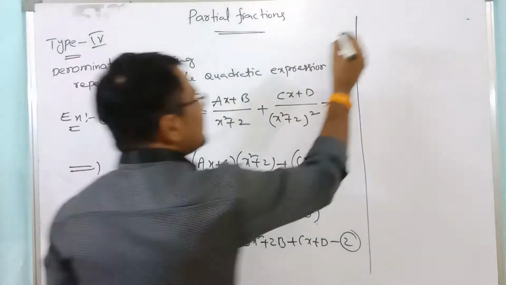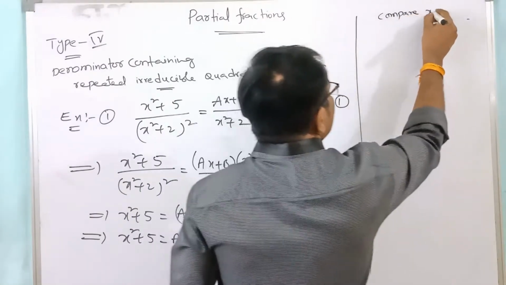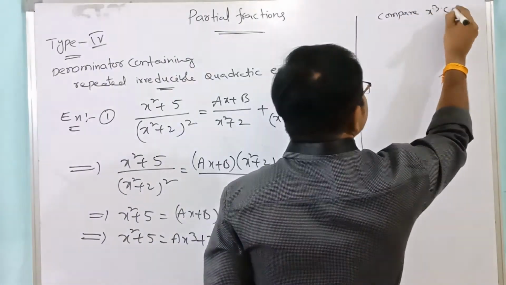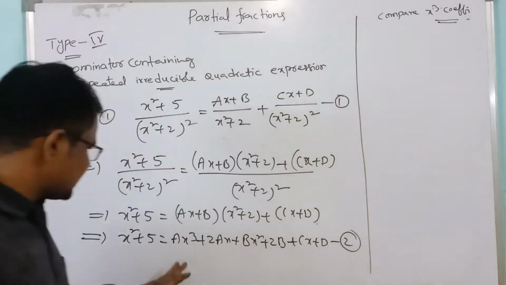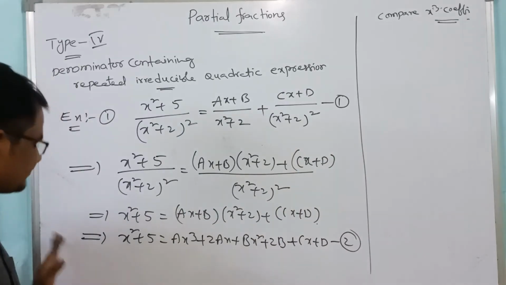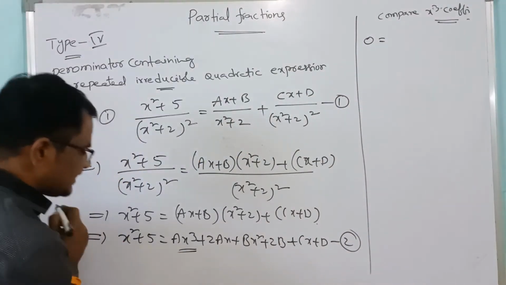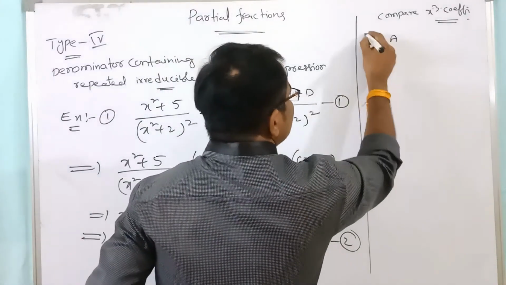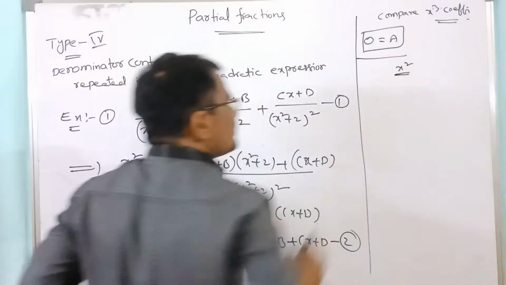So the first one is comparing the x cube coefficient. Because the x cube coefficient is there on the right, and not on the left side, so that's 0. The x cube coefficient here is a, so a equals 0, directly you got. The second one is to compare the x square coefficient.